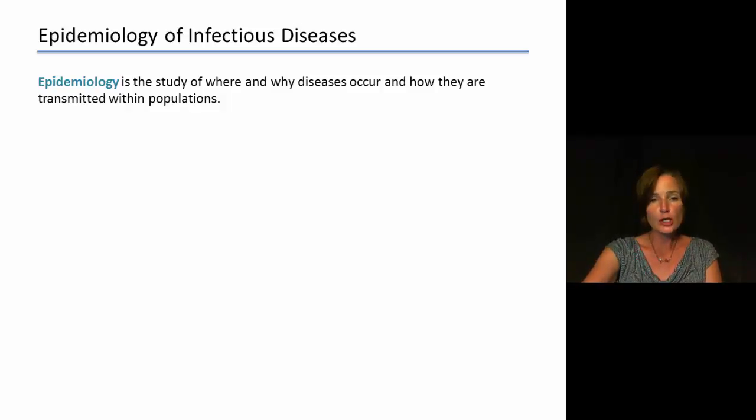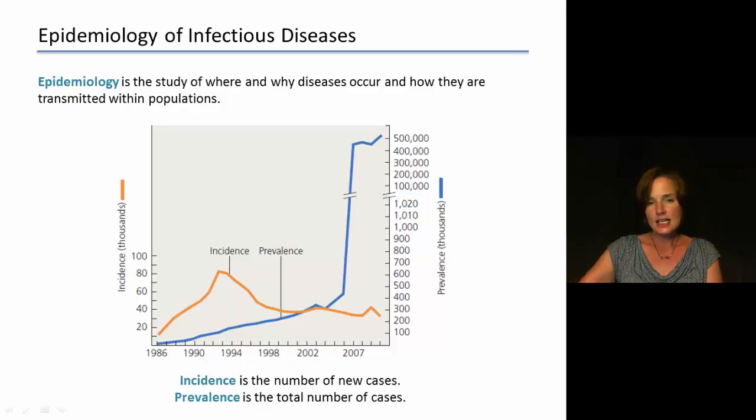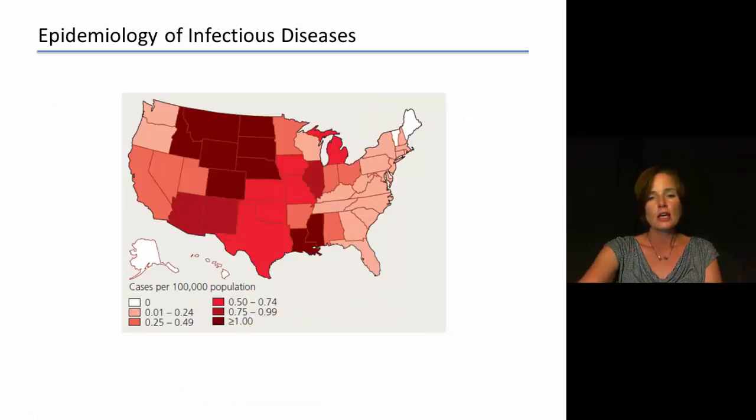Epidemiology usually results in the construction of a lot of graphs and pictures to represent both incidence of a disease and then also prevalence of a disease. The incidence is going to be the number of new cases, and then the prevalence is going to be the total number of cases that we have.